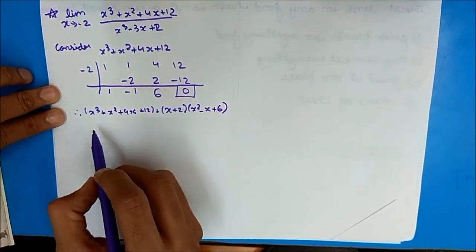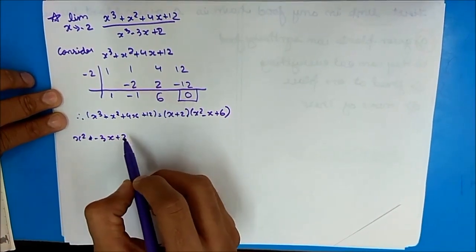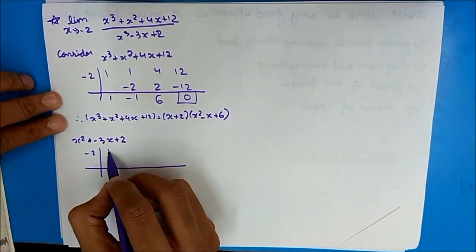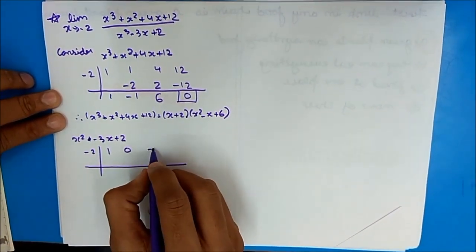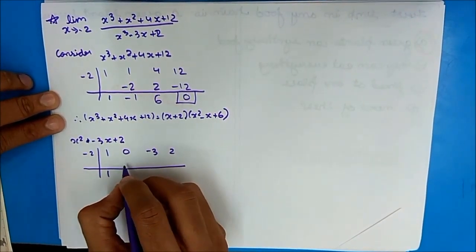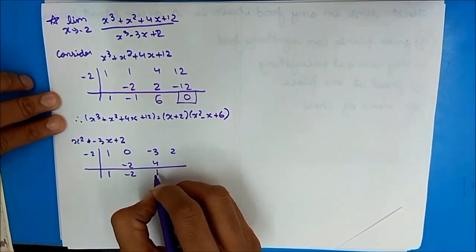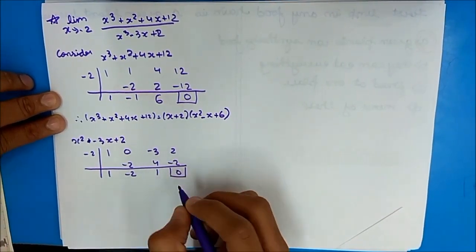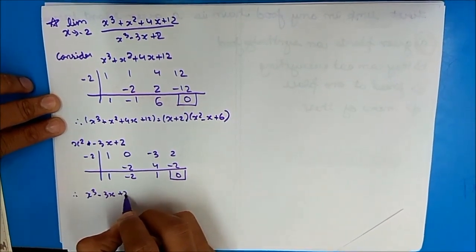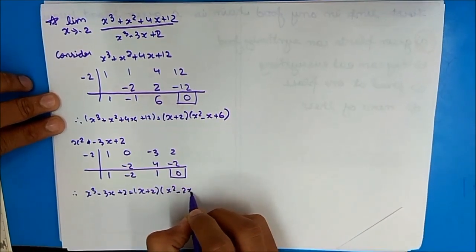To find the factor of x cube minus 3x plus 2 by synthetic division, we again solve as 1, 0, minus 3, 2. This one comes down, becomes minus 2, 4. This becomes 1, minus 2 and 0. So therefore x cube minus 3x plus 2 is equal to x plus 2 into x square minus 2x plus 1.